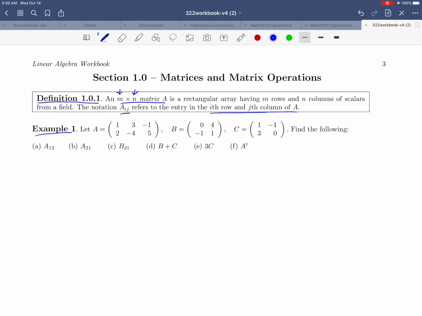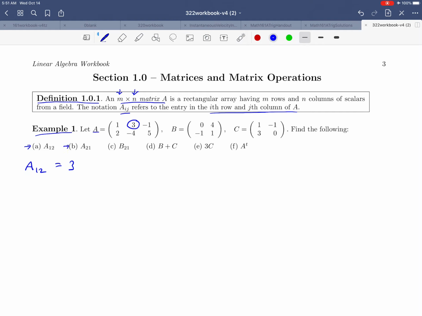Notice that in example 1, they give us three matrices, A, B, and C, and they're going to ask us to find a couple of things just to get used to this notation. We'll start with part A. They would like us to find A sub 1,2. Well, that refers to the entry that's in the first row and the second column of A. Can we find that entry? If we go up here to A, we've got the first row and the second column. That would be this entry right here, 3. So A12 is equal to 3.